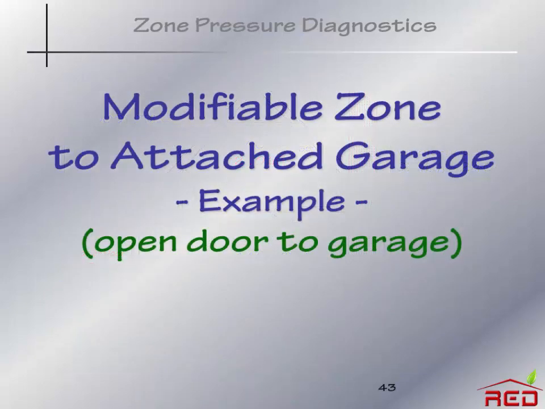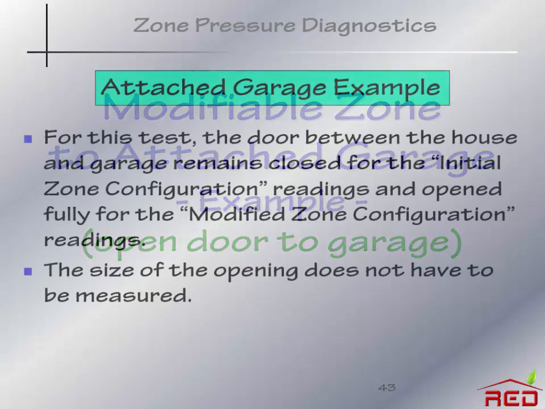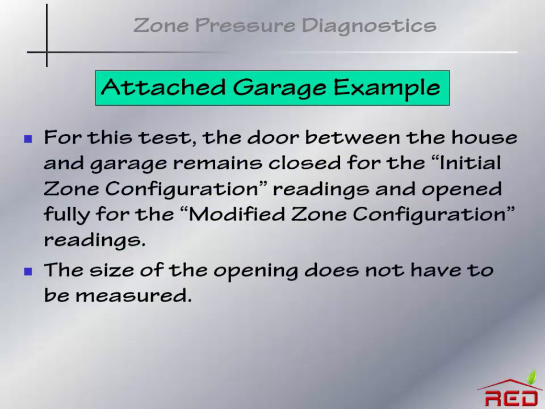Now we're going to look at another example, modified zone to an attached garage. For this, instead of opening a hole, we're going to open the door from the house to the garage. This door is in the common wall between the house and the garage, a very common configuration. For this test, the door between the house and the garage remains closed for the initial zone configuration readings of pressures and whole house CFM50. The size of the opening, the size of the door, does not have to be measured. That's the case with the red tool, no matter how you're doing the testing.